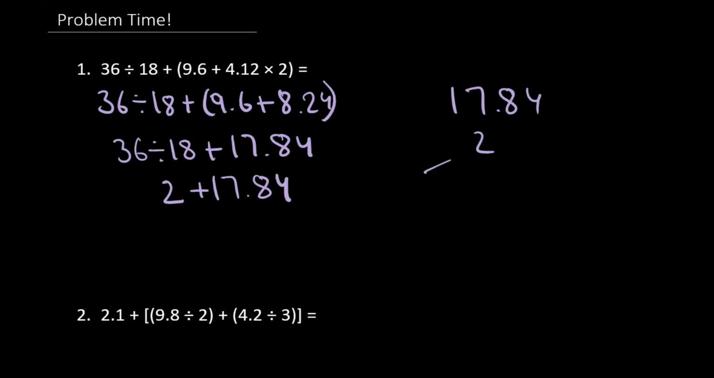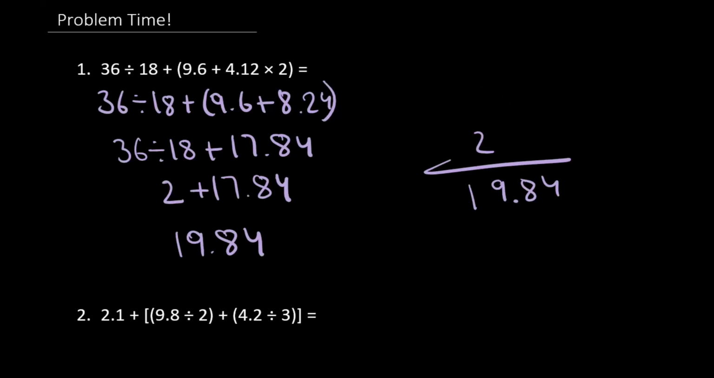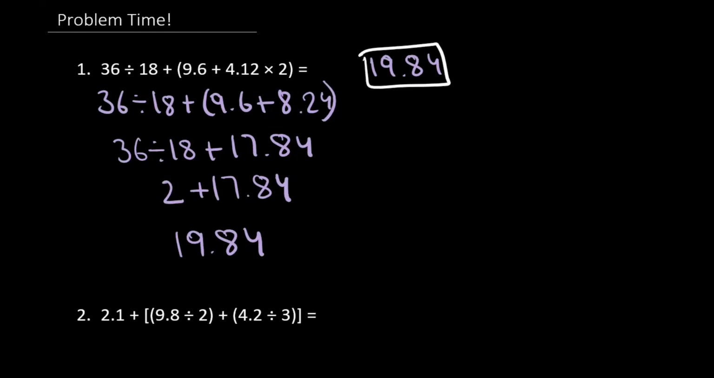17.84 plus 2. 4 plus nothing is 4, 8 plus nothing is 8, 7 plus 2 is 9, 1 plus nothing is 1. And then we add the decimal point here, and we found the answer. It's 19.84. So our answer for the first question should be 19.84. Alright, now let's move on to the second question.